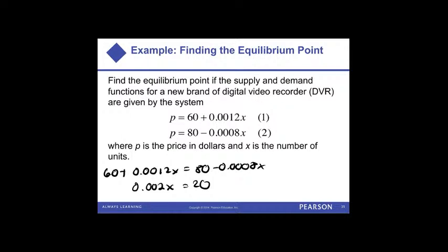Why am I not seeing that? Hey Siri, what's 20 divided by 0.002? I got it now. 20 divided by 0.002 is 10,000.